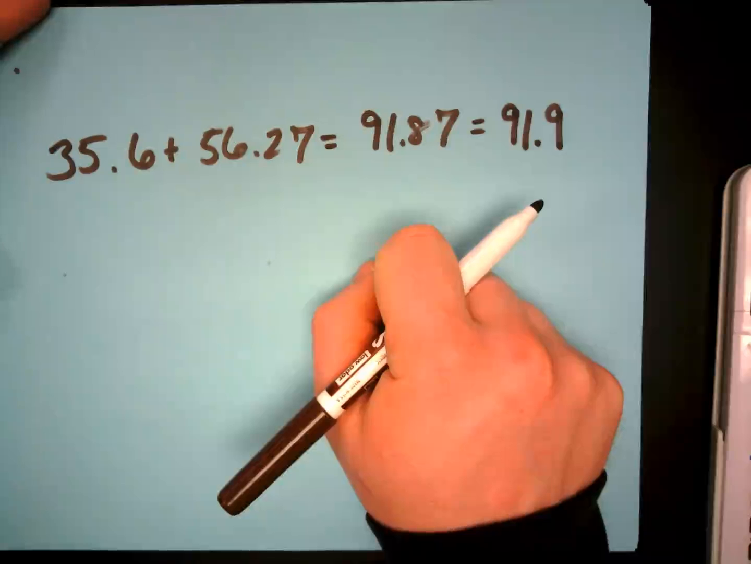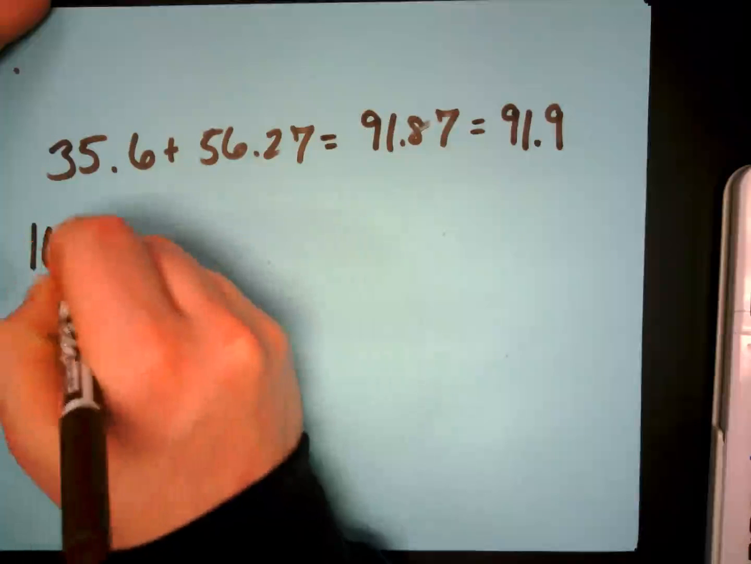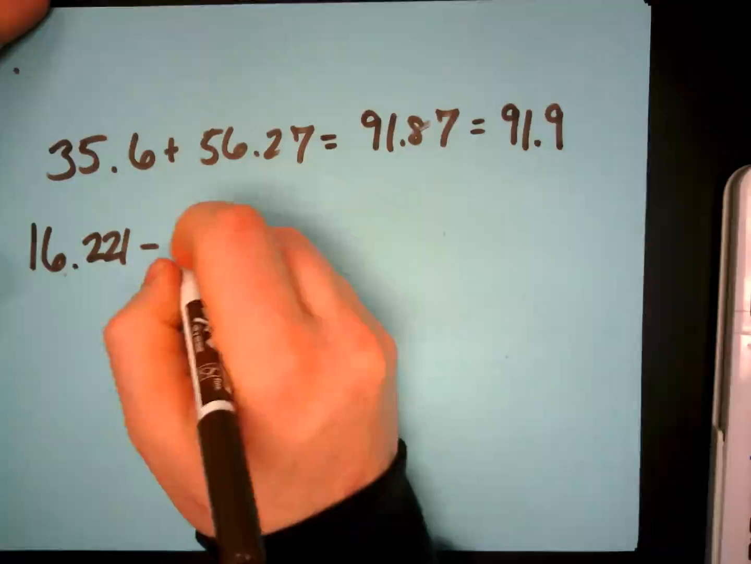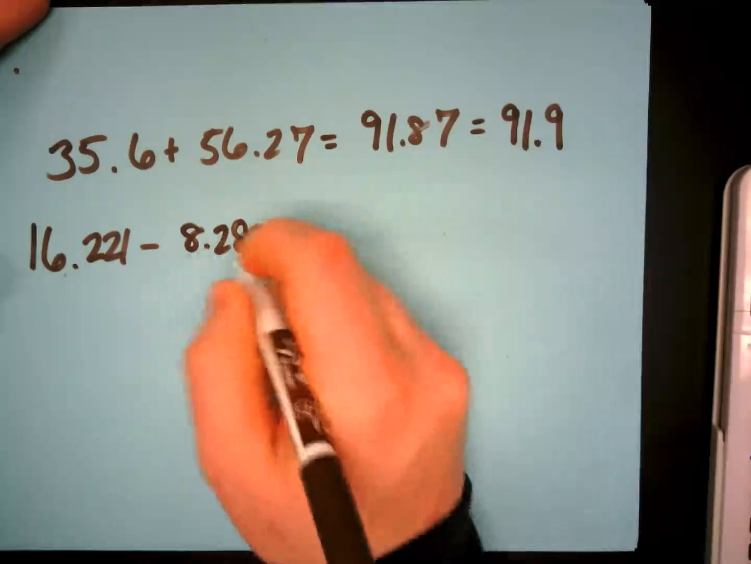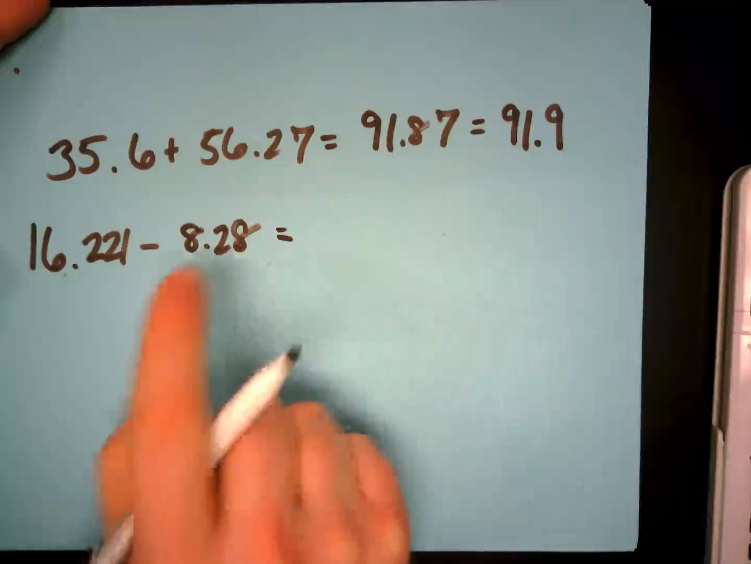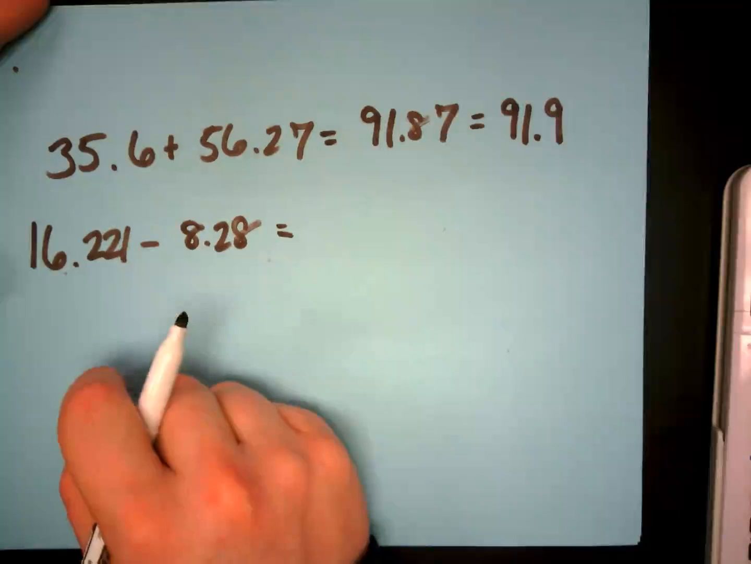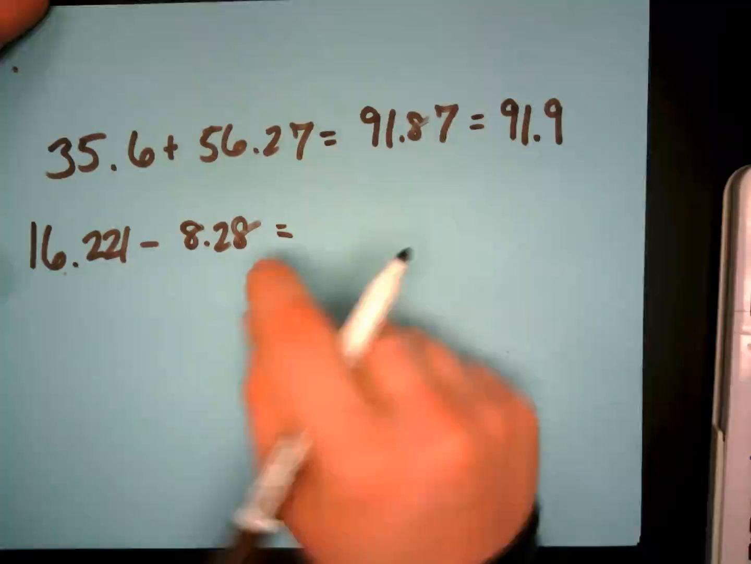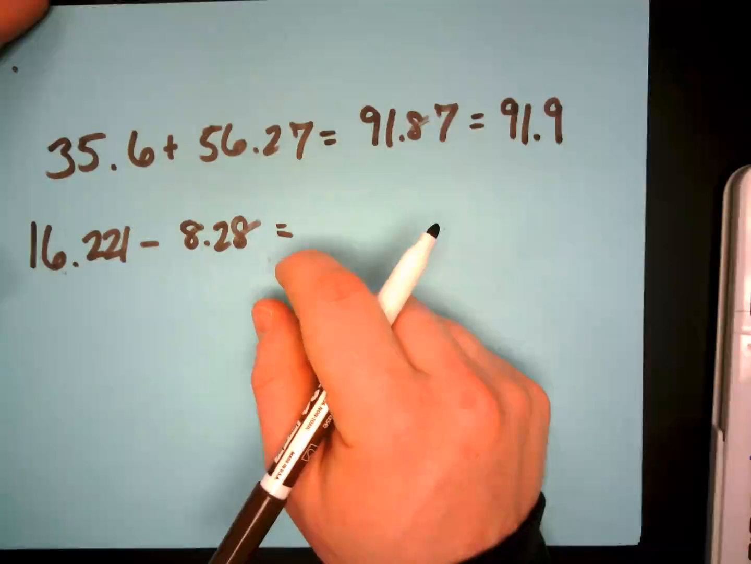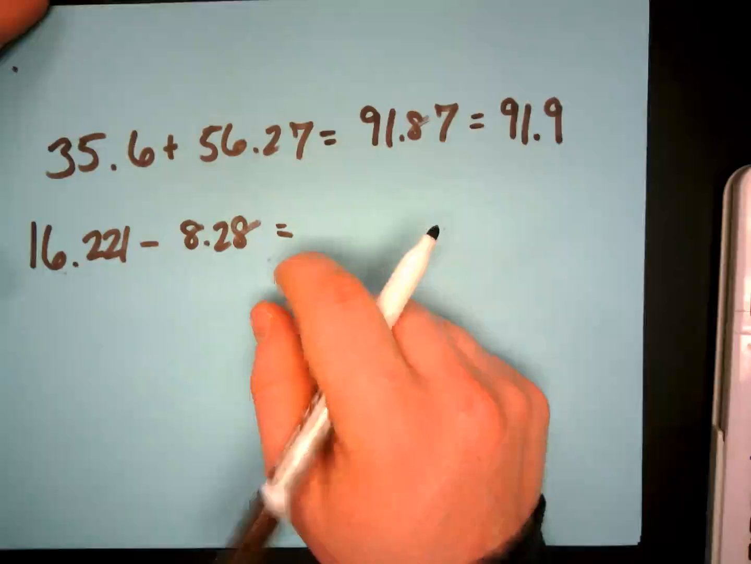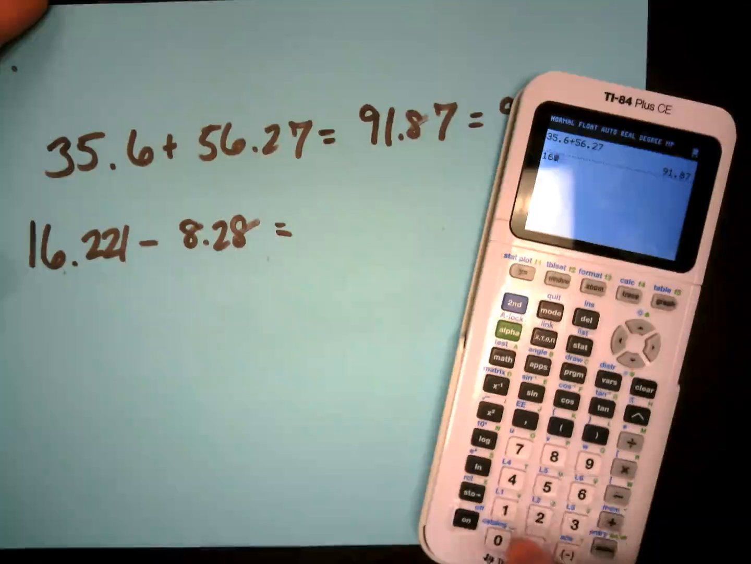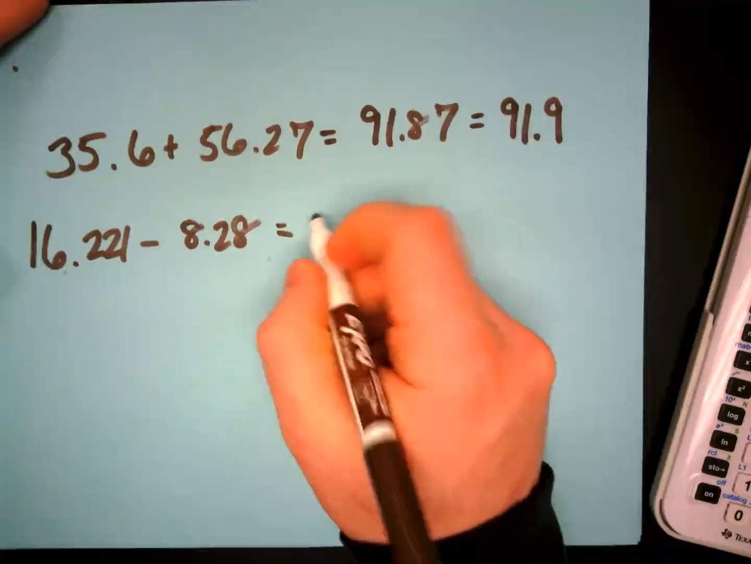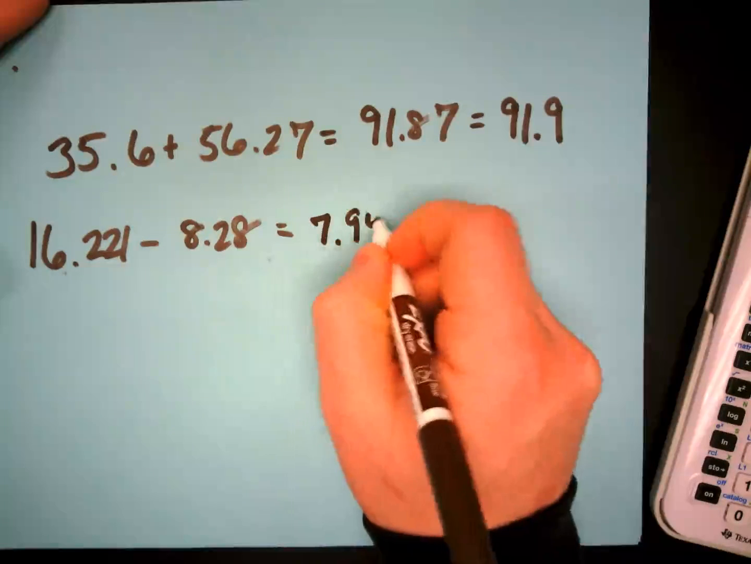Let's do a subtraction one. Because it's literally the same, 16.221 minus 8.28. So again, we're going by the lowest number of decimal places. We really don't care about these guys over here. It's all about the decimal places. So let's go ahead and do that. 16.221 minus 8.28 is going to give us an answer of 7.941.